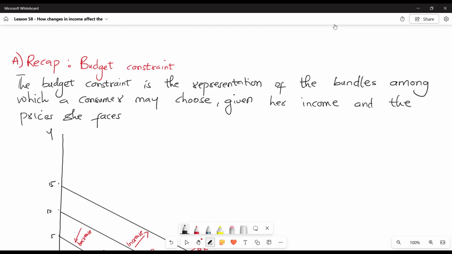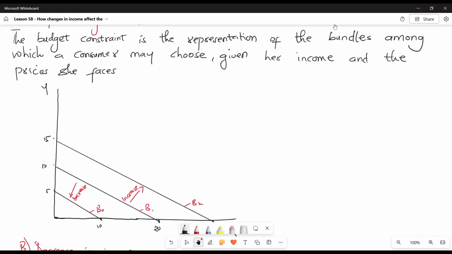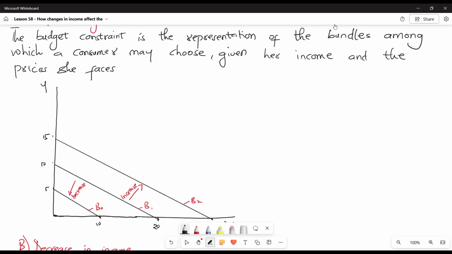We saw in our previous lesson that the budget constraint is the representation of the bundles among which a consumer may choose given her income and the prices she faces. So in other words, it shows the feasible consumption bundles given current income and the prevailing prices. So the question now is, what if any of these things change? Today we'll focus on what happens to the budget when income changes.